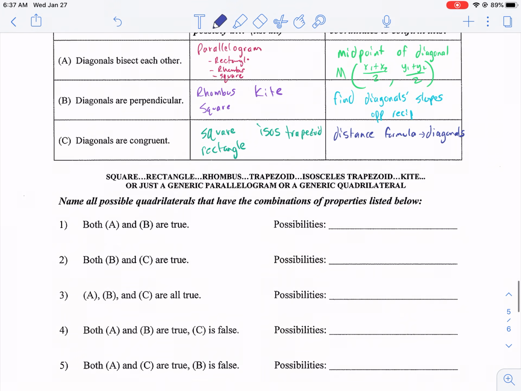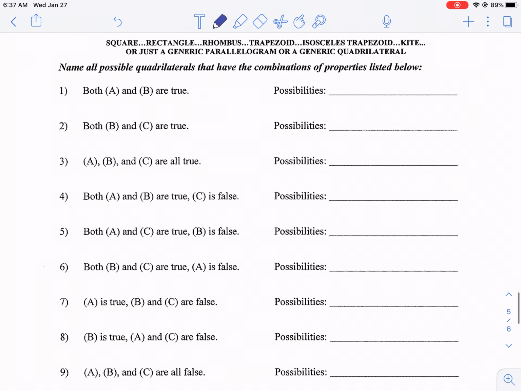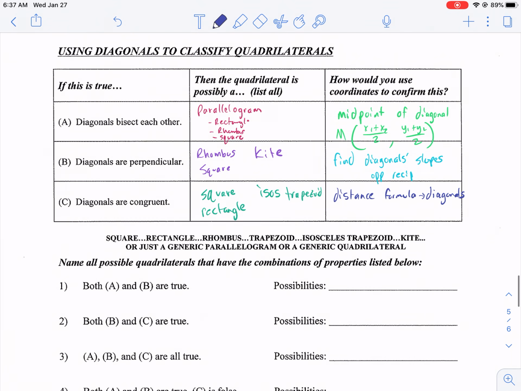Okay. So name all possible quadrilaterals that have the combinations of properties listed below. We'll do a couple and then we'll call it a day for this video. So both A and B are true. So diagonals bisect each other. Okay, so it's one of these 3 possibilities.